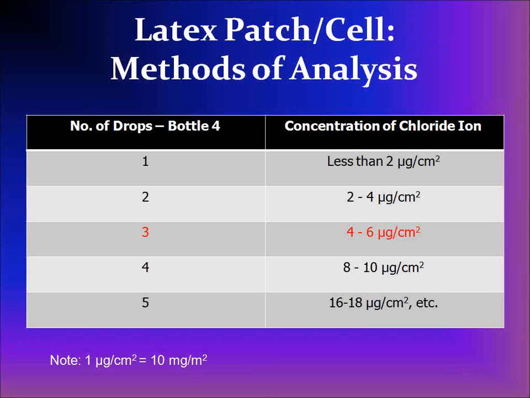The concentration of chloride in the solution is based on the number of drops added to the extracted solution to cause it to turn from yellow to blue. Since the size of the drop dispensed from the bottle is not accurately controlled, for example, like it would be with an auto titrator, a range of surface chloride concentration is reported. This is shown in the chart. For example, if 3 drops from bottle 4 were required to create the change in color, then the surface concentration of chloride is reported as 4 to 6 micrograms per square centimeter.